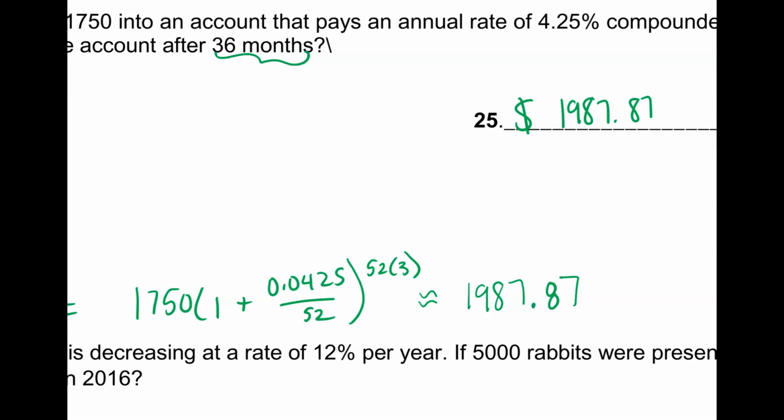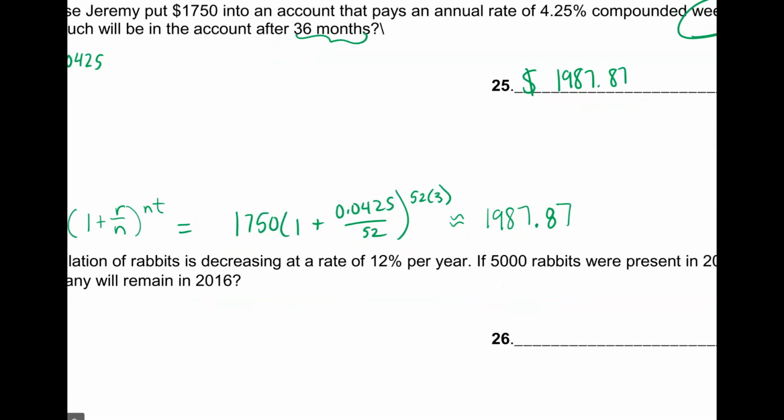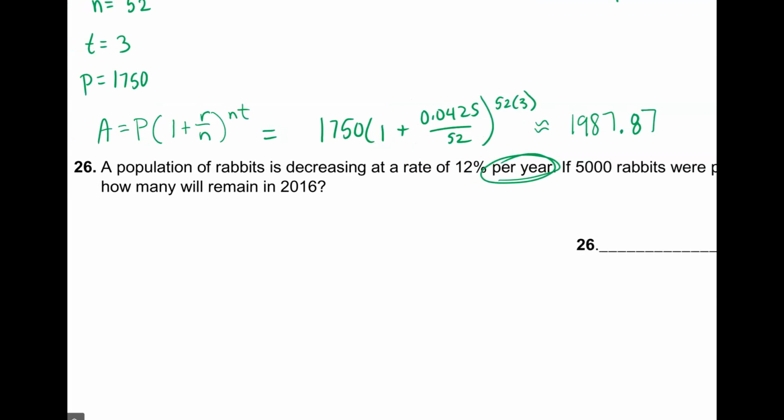Population. These are the ones with N. So decreasing at a rate of 12% per year. So that's not continuous, right? Population things. The population is always going to be non-continuous. Continuous literally has e. This is not continuous because it's per year.